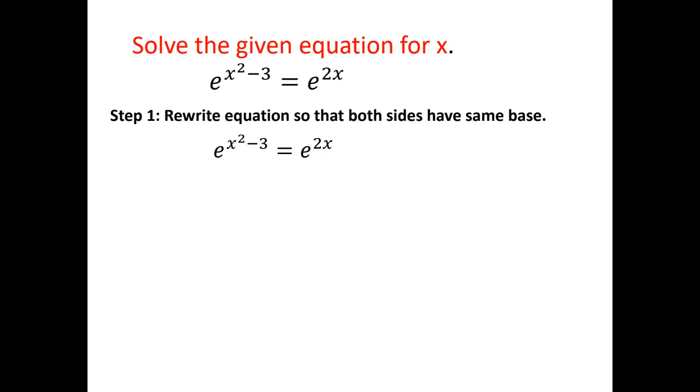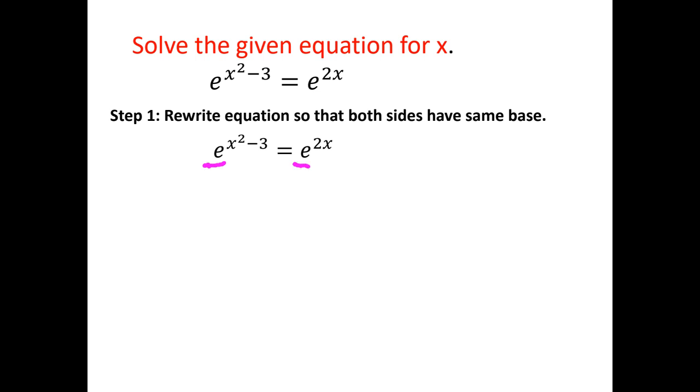So here it says solve the given equation. We have e to the x squared minus 3 is equal to e to the 2x. My recommendation is to always ask yourself if you can use the one-to-one property, because if you can, that usually will save you time. So my question here would be, can I use the one-to-one property? And the answer is yes, because they both have the same base.